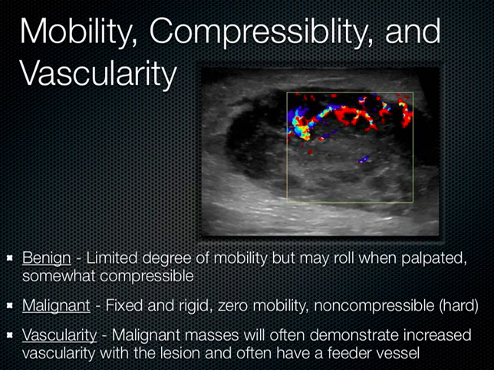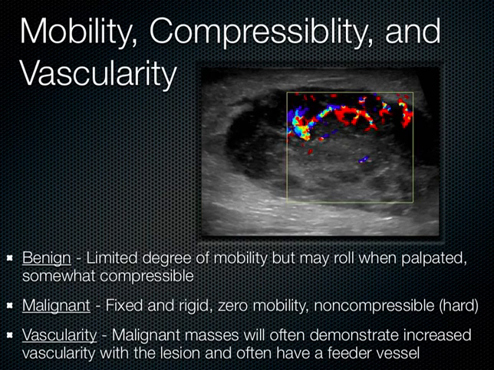There are other issues too, like mobility, compressibility, and vascularity. Benign lesions have a limited degree of mobility, but they can actually roll when you palpate them, and they're somewhat compressible. Whereas malignant lesions are fixed, rigid, and they don't move at all. They're non-compressible, they're hard. So that's another way to distinguish these on ultrasound.